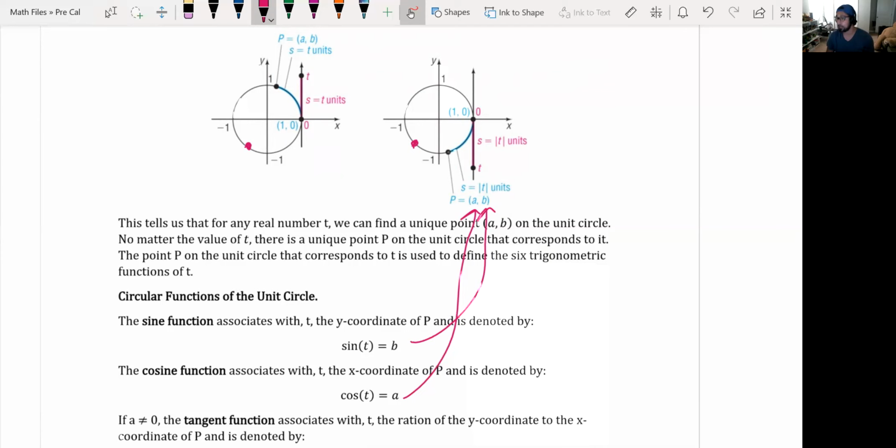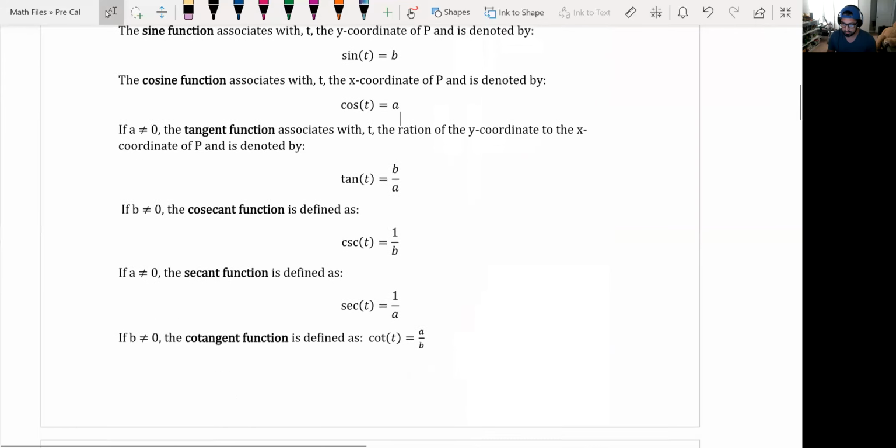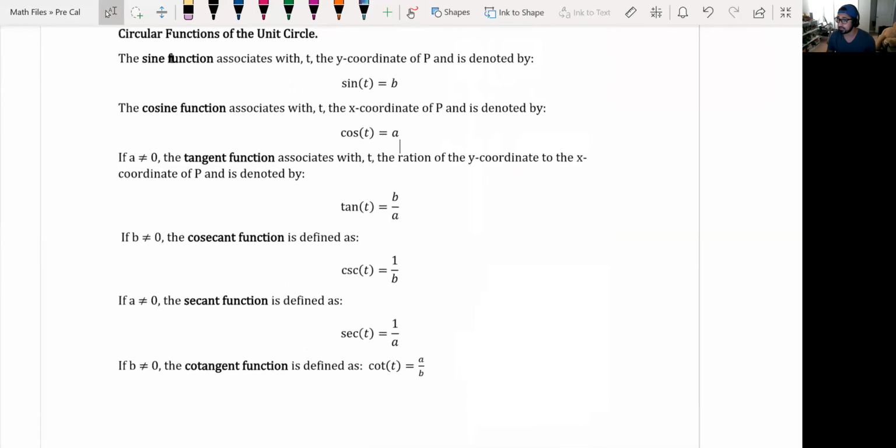Sine is b, cosine of t is a, and then you wouldn't even need to look at the point for the rest of them. Tangent would put sine over cosine, so tangent is b over a. Cosecant is the reciprocal of sine, so that'd be 1 over b. Secant is the reciprocal of cosine, so that would be 1 over a, and cotangent is the reciprocal of tangent, so a over b. That's it. Nothing crazy.